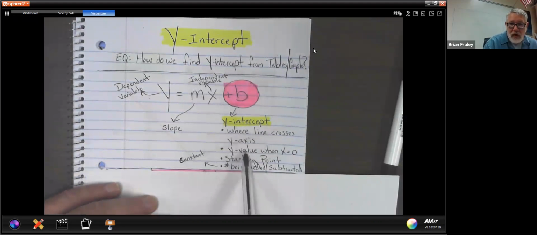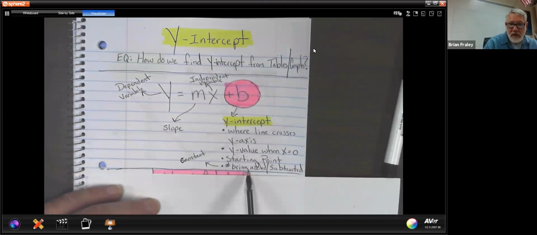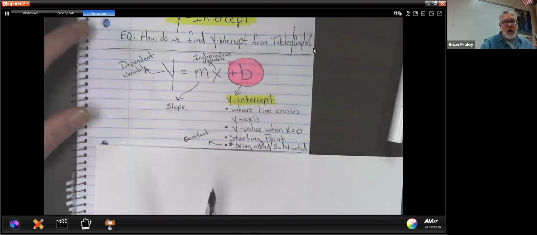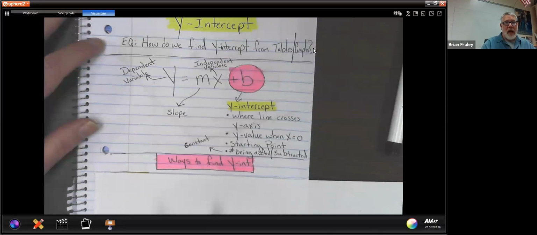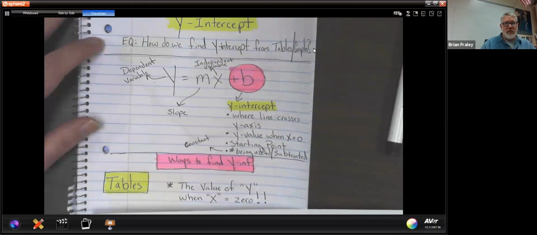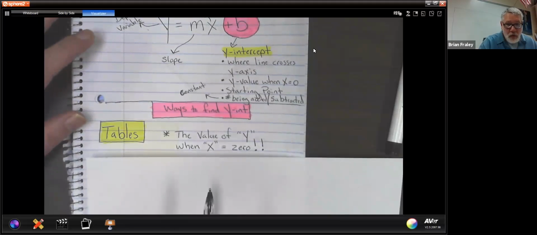It's also the y value when x is equal to 0. We'll use that later. It's also the starting point. It's also the number being added or subtracted, which is also called the constant. Okay. So now we're going to talk about ways to find y-intercept. And we're going to start with tables. With tables, you find y-intercept when you look for the value of y where x is equal to 0.